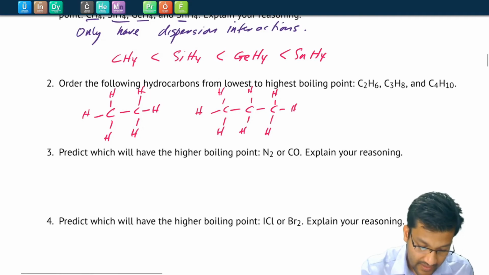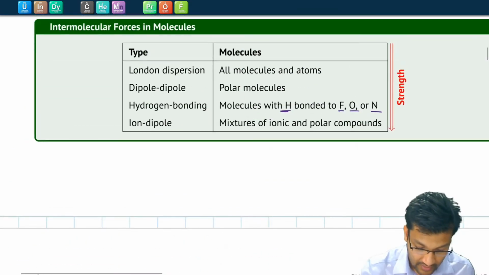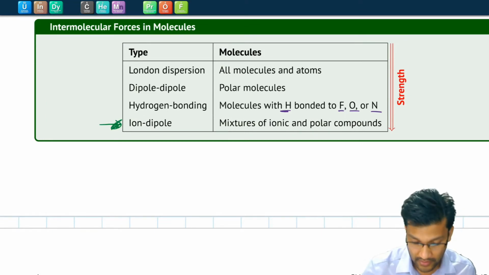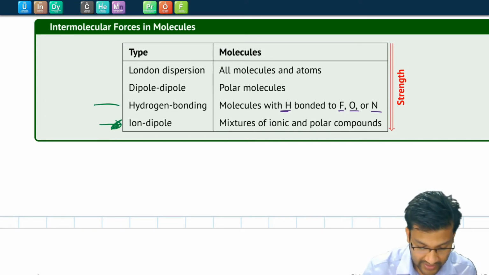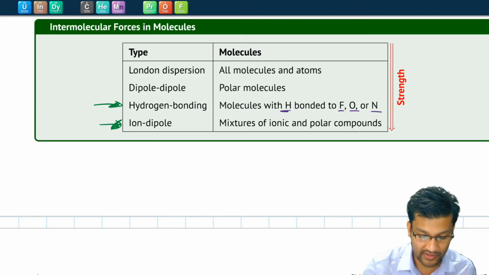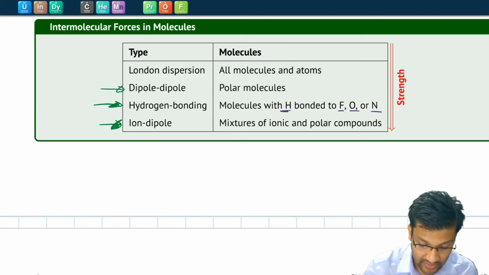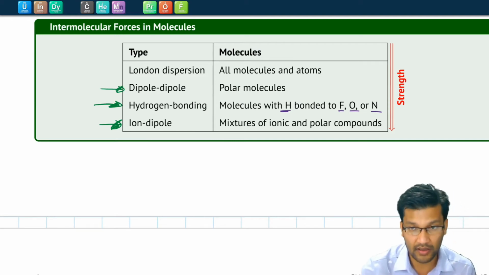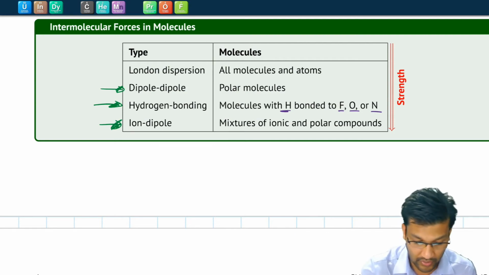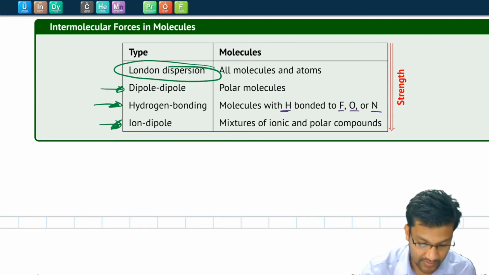Okay, so let's go through the list from strongest first. Do they have ion-dipole interactions? No, there are no ions in there. What about hydrogen bonding? There's only carbon and hydrogen, so they can't have hydrogen bonding. Dipole-dipole interactions? C-H bonds are all non-polar, so those molecules are not polar. So they only have London dispersion forces.